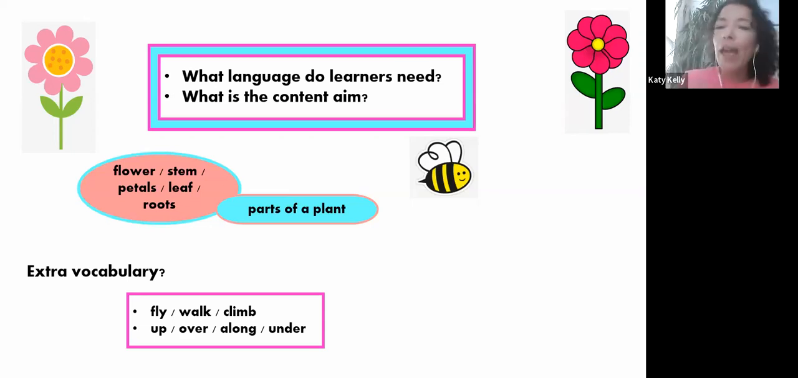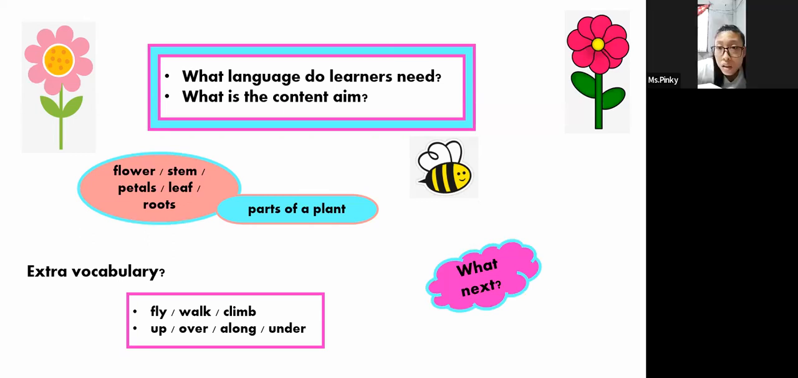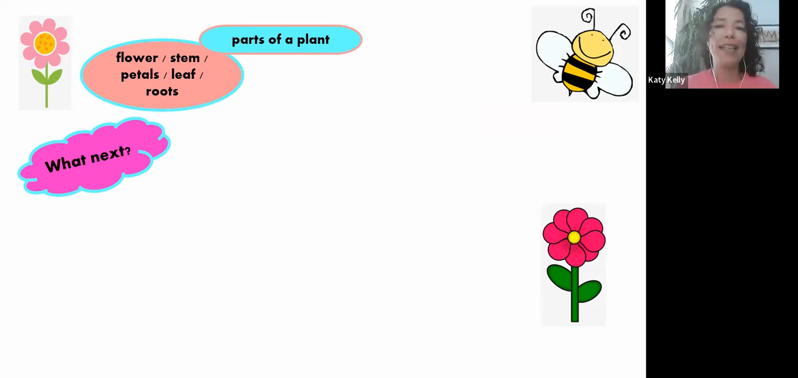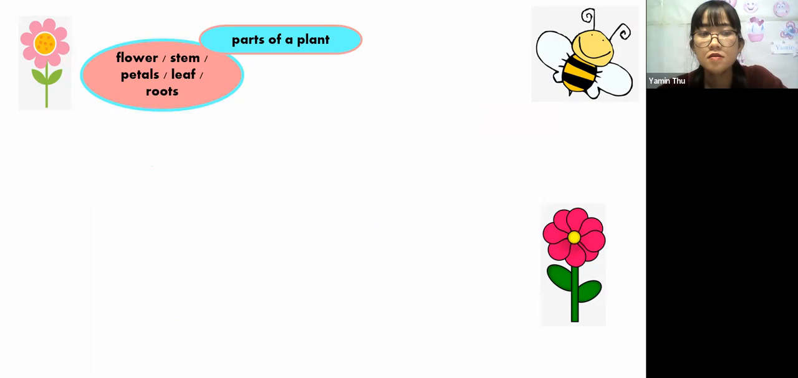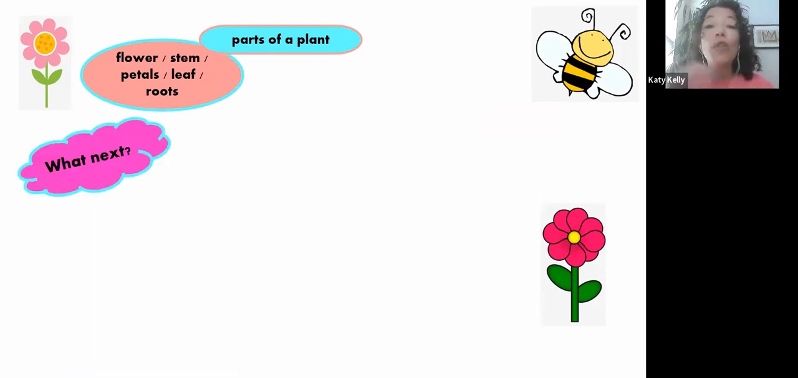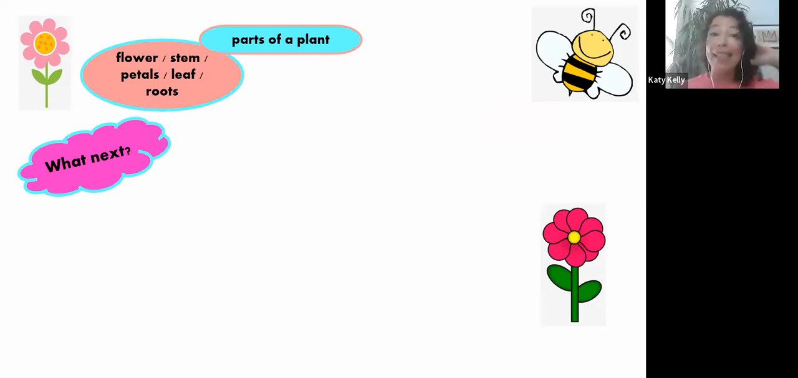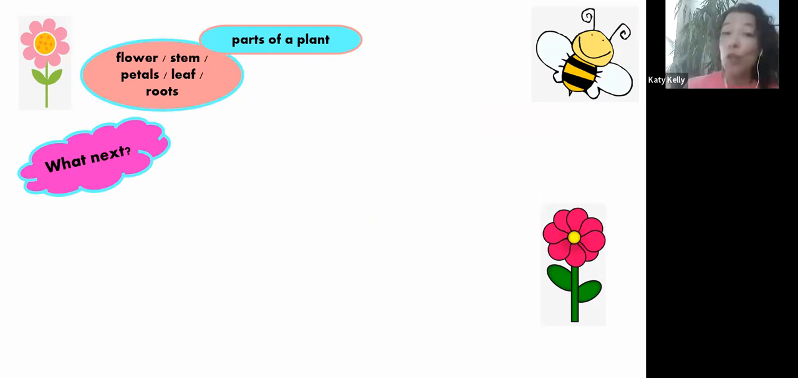Lovely. So the thing is, now what? What next? So what can we do next? Let's have a look. What do you think? What could we do next? Any ideas or suggestions? Drawing. Okay, we could do drawing. Yeah, lovely. So we could draw the parts of the flower. Yes, fantastic. Coloring. Color the parts of the flower. Yes, excellent. Good job. Sequencing the story as well. Yes, excellent. Good job.